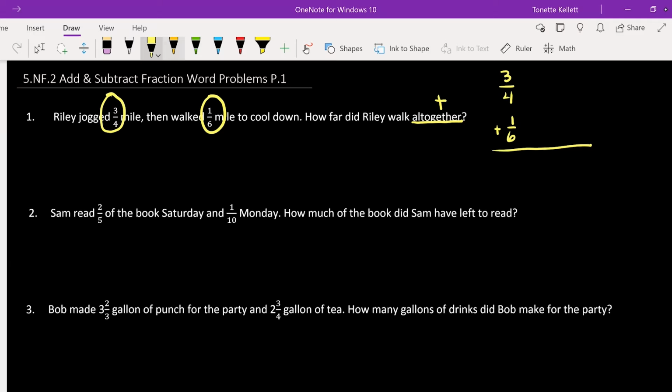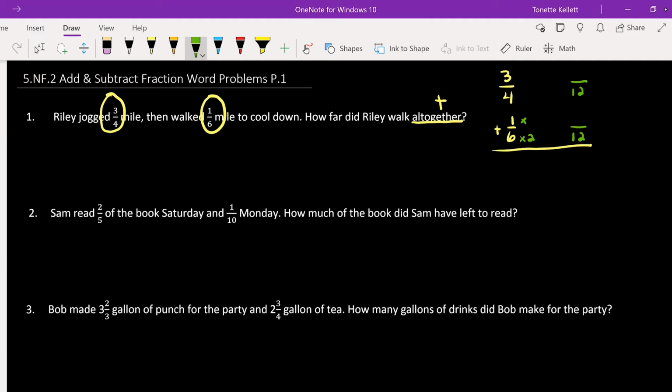We need to find a common denominator. They're not the same. Can 4 go into 6 evenly? The answer is no. Start with the larger number. 6 times 2 is 12. Can 4 go into 12? Yes, so we're going to keep the 12. 6 times 2 is 12.